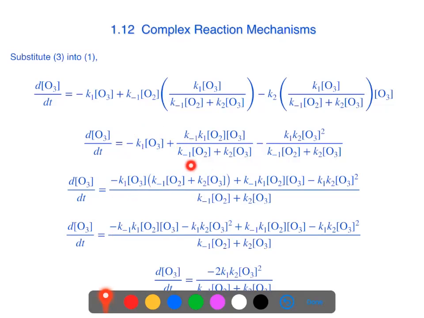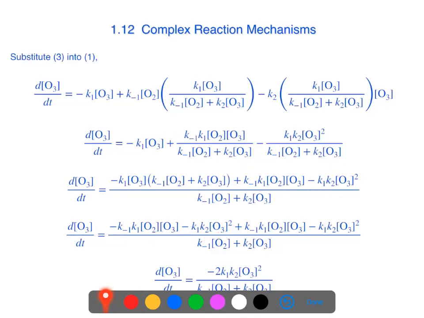In doing so, we're going to multiply the common denominator by this first term, and that's shown here. And then we're going to multiply through in the next step. So we're left with a minus k-1 k1 O2 O3 minus k1 k2 O3 squared. And then these remaining terms carry down.